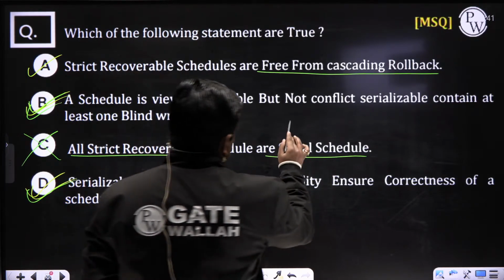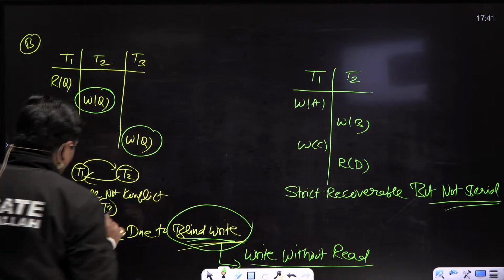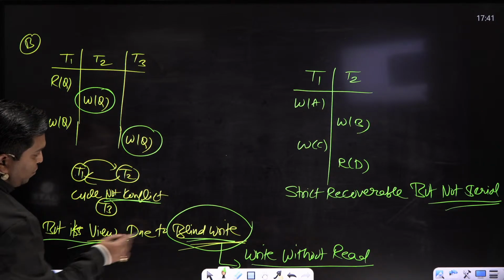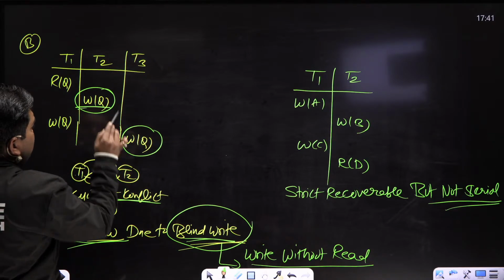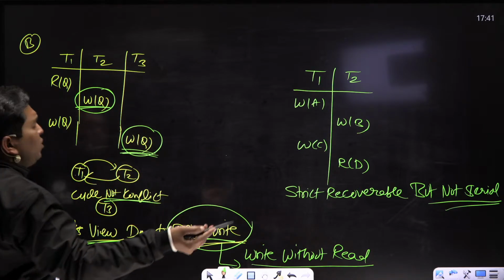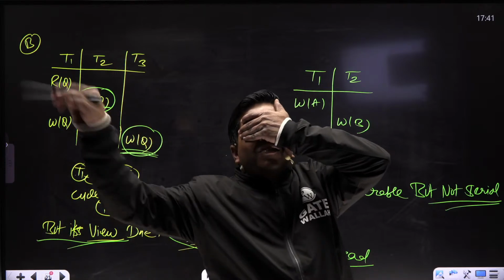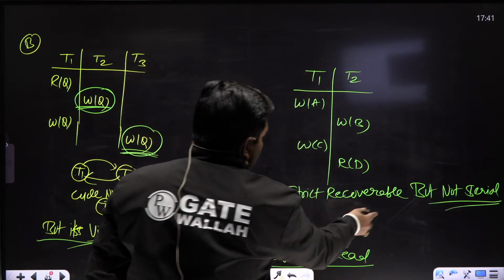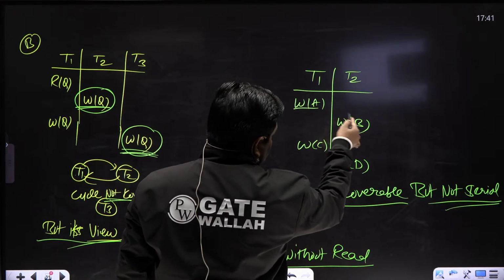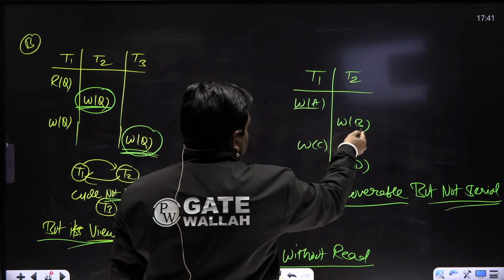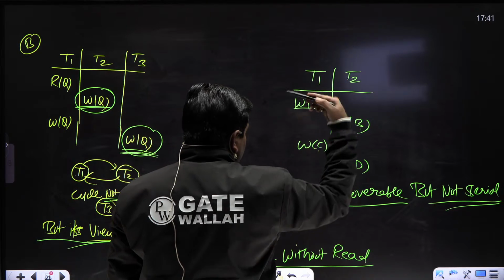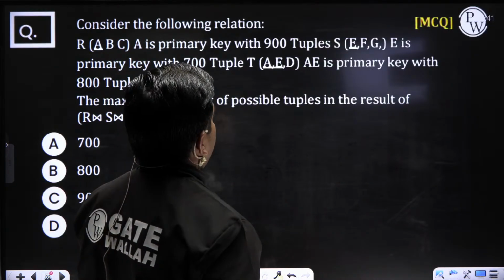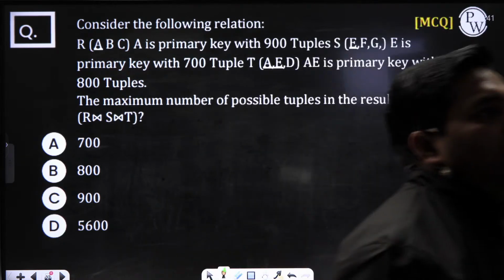Blind writes, yes, it's the case in which there is no conflict but view. It's a case of blind writes. You can see T2 and T3 performing blind writes. What is the meaning of blind writes? Write without read. That is called blind writes. And here you can see this is strict recoverable. Write A, there is no dirty read of A. Write B, no dirty read of B. Write C, none for C. Read D, none for D. But it is not serial. Now solve this one.